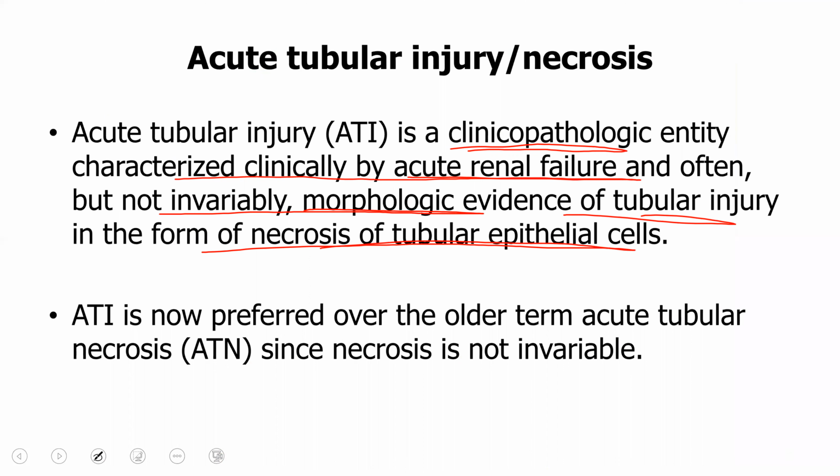So acute tubular injury is now preferred over the older term, acute tubular necrosis, because it is not sure that we will find necrosis within the tubules in every sort of disease, but it is sure that we will find the injury to the tubular lining of the epithelial cells. Hence, the term acute tubular injury is used more often than acute tubular necrosis.